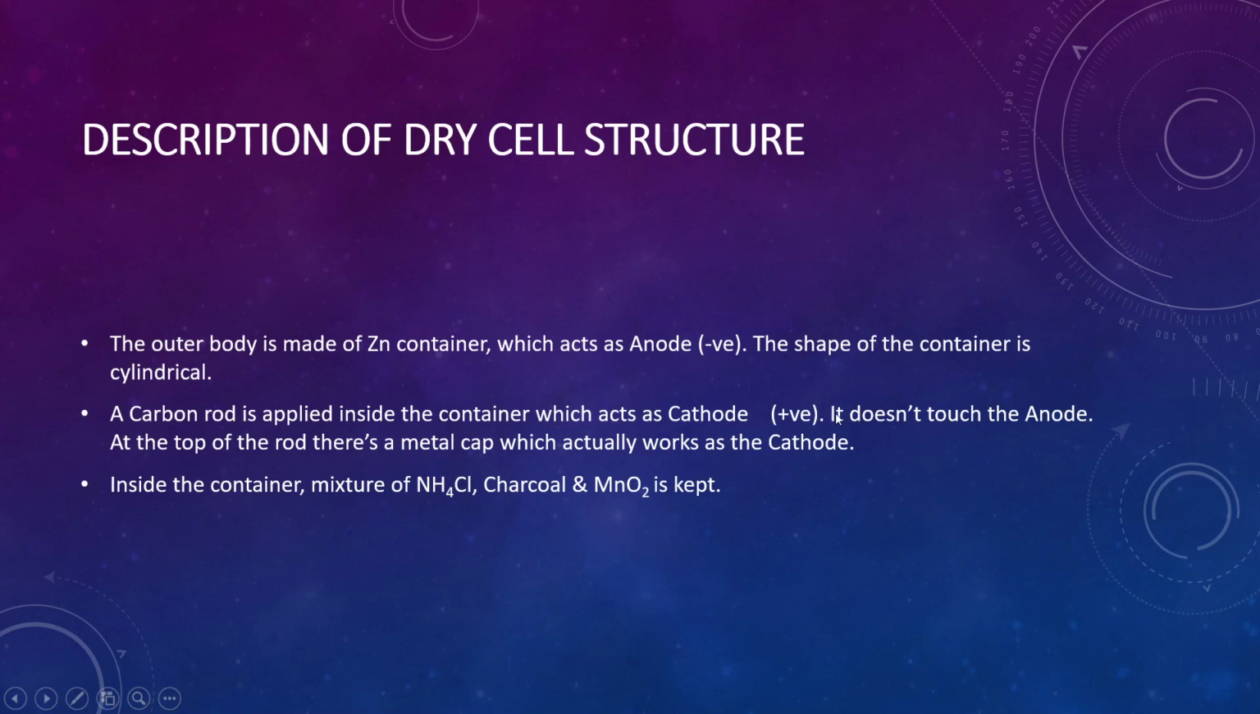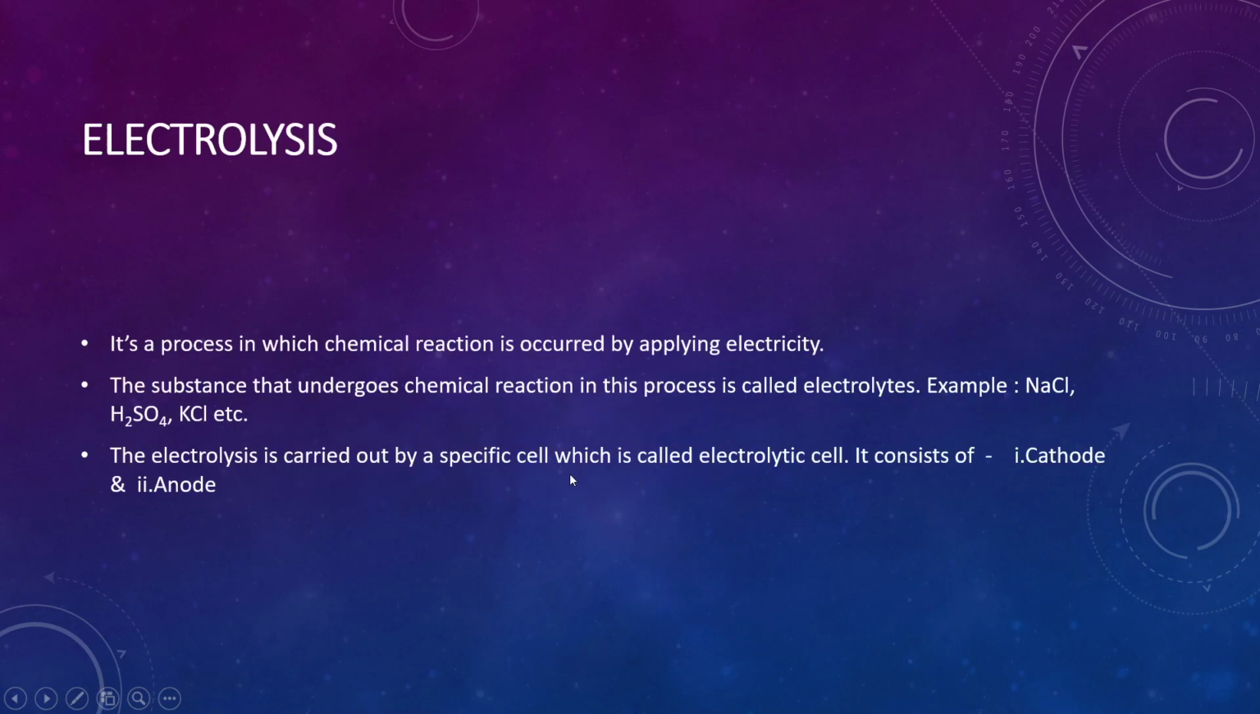It must be maintained that the carbon rod doesn't touch the anode. So on top of the rod there is a metal cap, which actually works as the cathode, and inside the container a mixture of ammonium chloride, charcoal, and manganese dioxide is kept. So these are the descriptions of dry cell structure, and our last topic is electrolysis.